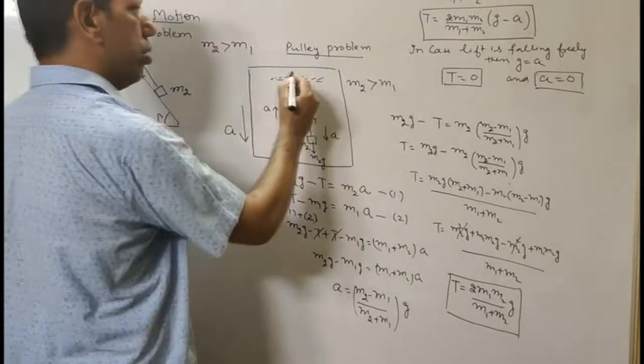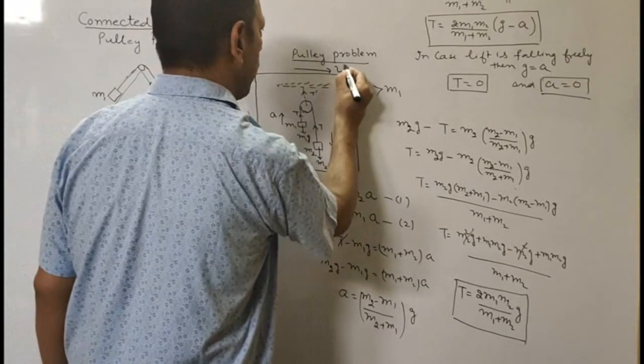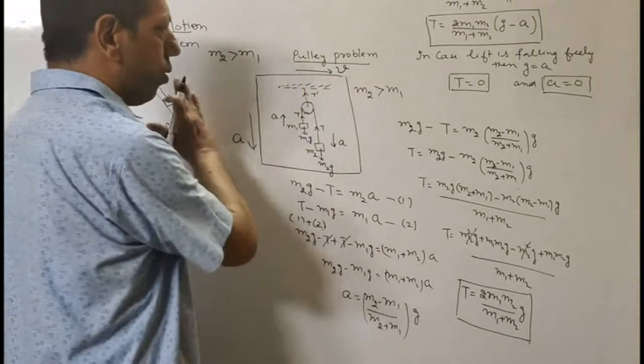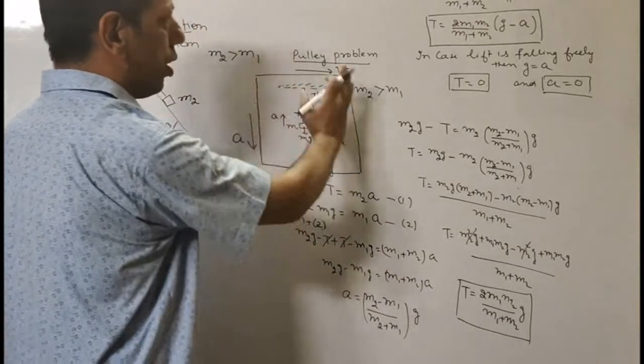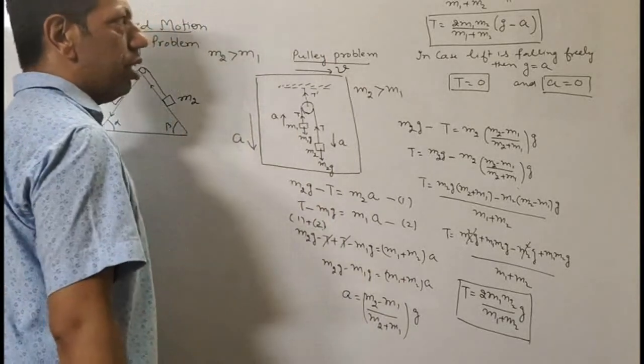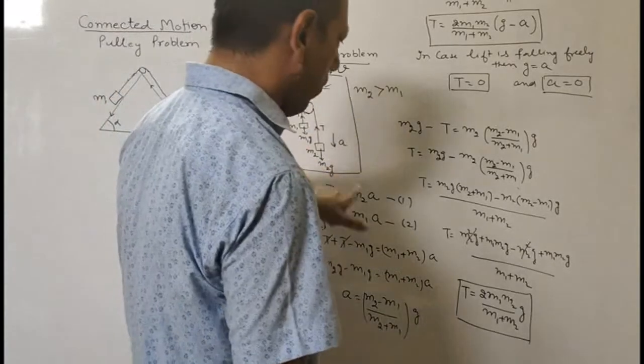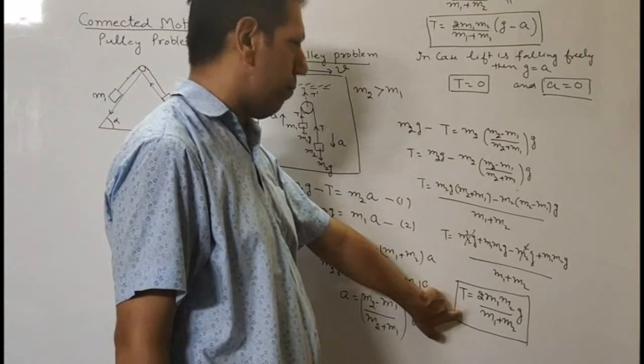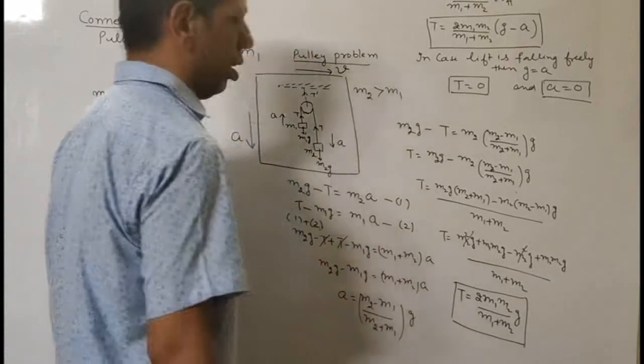If the whole system is moving with a velocity v, that is, constant or uniform velocity, then the formula will be the same: T is equal to 2m1m2 over m1 plus m2 into g.